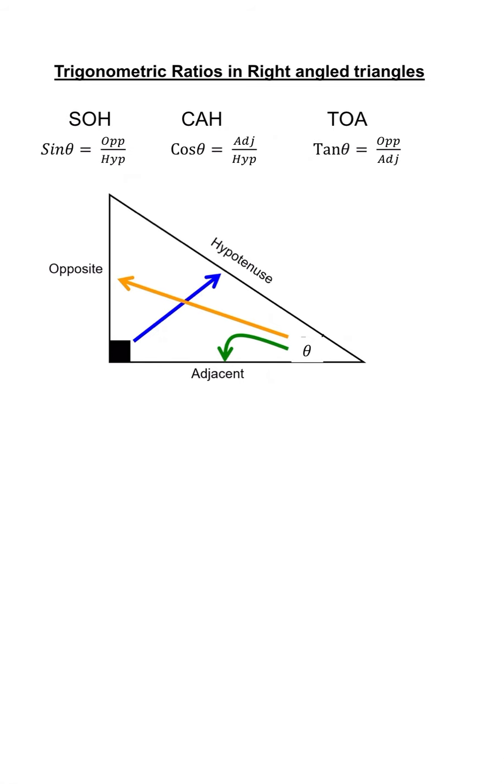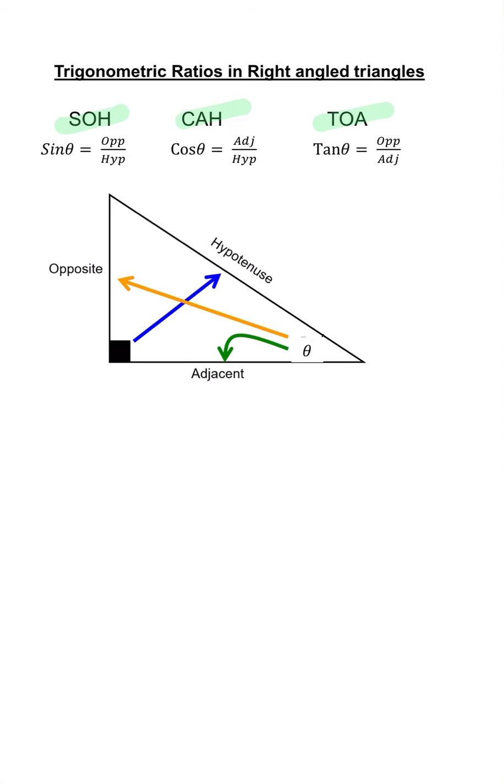Now, there's 3 trigonometric ratios which we need to know for right angled triangles. There's sine, cos, and tan. And what we're going to be doing in this video is finding out how to find missing angles in these right angled triangles. And to do this, you need to learn SOH CAH TOA.